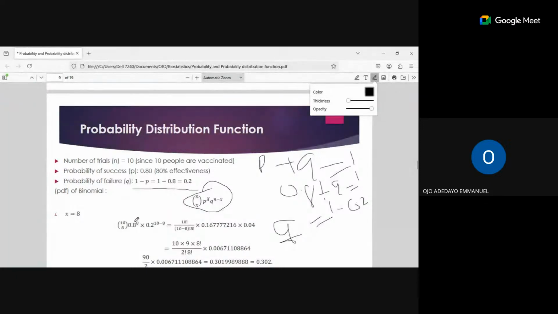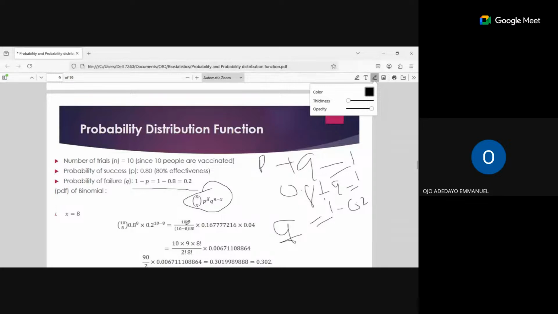Then exact 8 means that we have 10 combination 8. Then we have our p is 0.8, our x is 8, so 0.8 raised to power 8, multiplied by our q, which is 0.2, raised to the power of n minus x, which is 10 minus 8. How do we expand this?